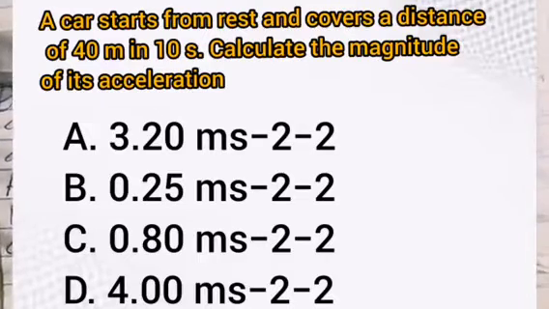Question 7 says a car starts from rest and travels a distance of 40 meters in 10 seconds. Calculate the magnitude of its acceleration. Option A says 3.20 meters per second squared. Option B says 0.25 meters per second squared. Option C says 0.80 meters per second squared. And option D says 4.00 meters per second squared.